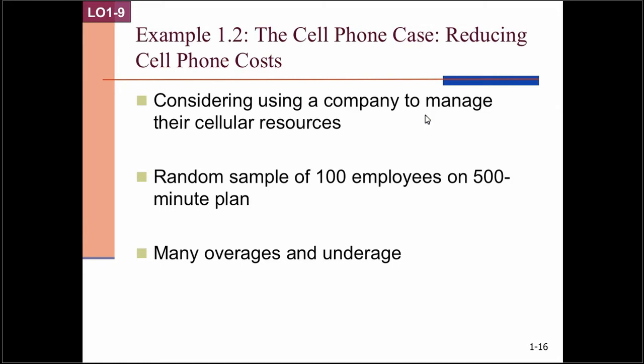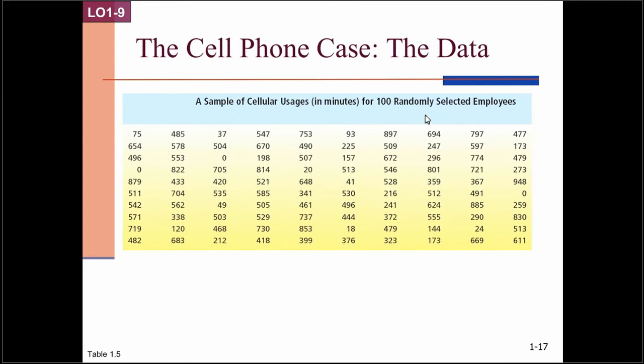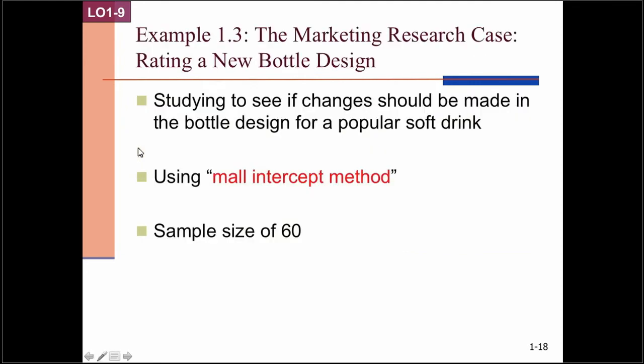So the first case, which is the cell phone case, we are considering using a company to manage. This is the idea: this company wants to manage their cellular resources. They randomly selected 100 employees that were on a 500 minute plan, and they looked at their overage and underage, just to know how many minutes they use. As you can see, some of them didn't use any of their minutes, 0, and some of them exceeded the 500, 654 for example, this specific employee. So that's one way of sampling your data.